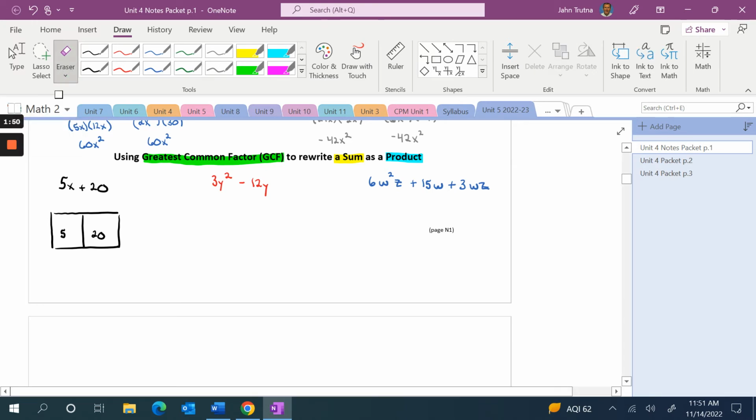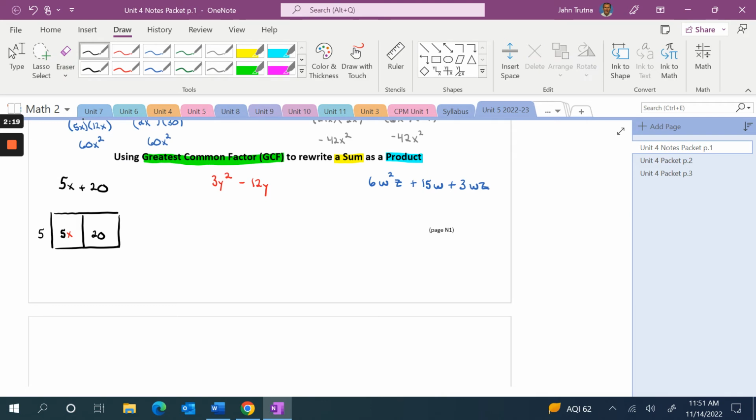Okay, and then what you want to do is, and I'm going to kind of color code this for you, look at the 2 rectangles, and let's start with the numbers. You say to yourself, what is the greatest number that divides into 5 and 20, and whatever that is, which in this case is 5, you put that on the outside left of your area model.